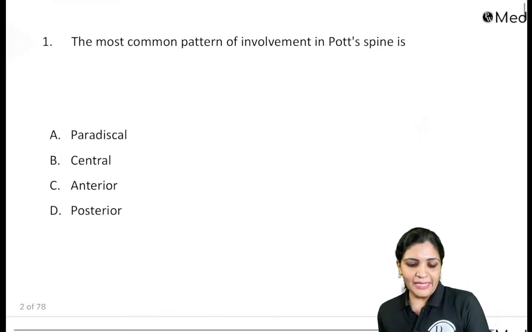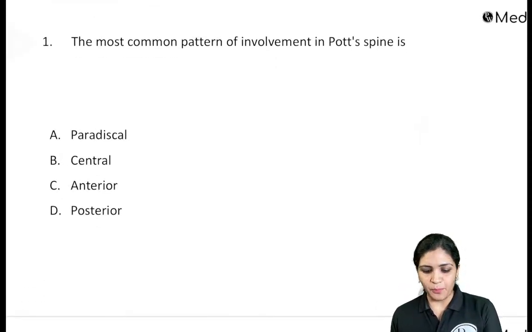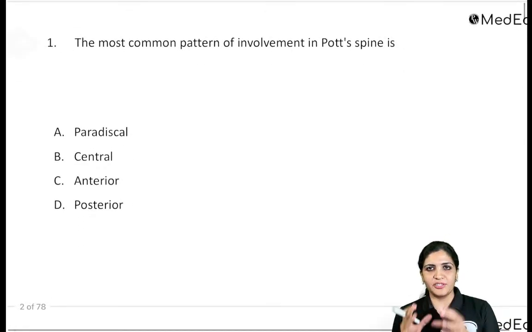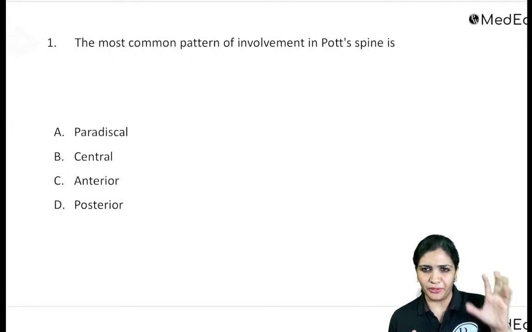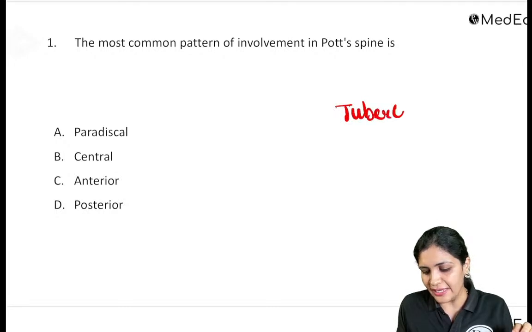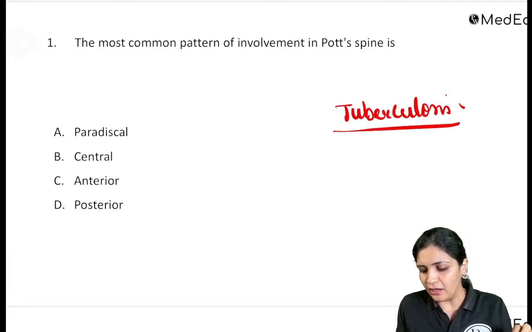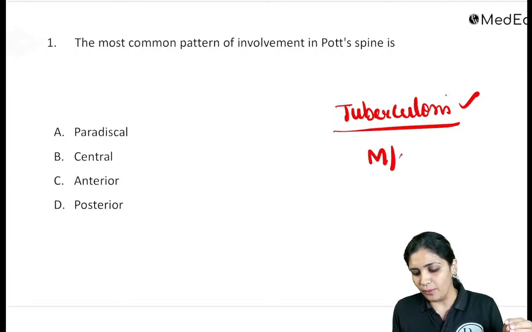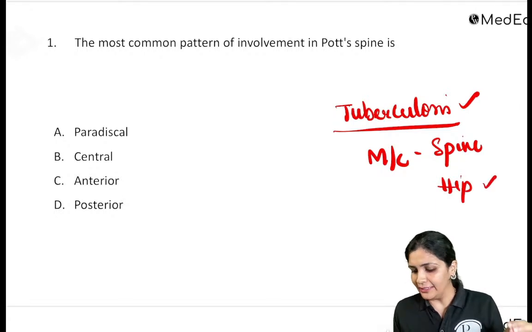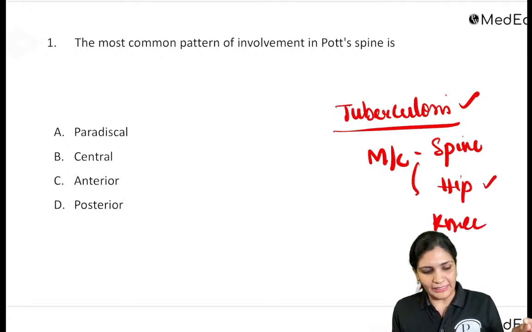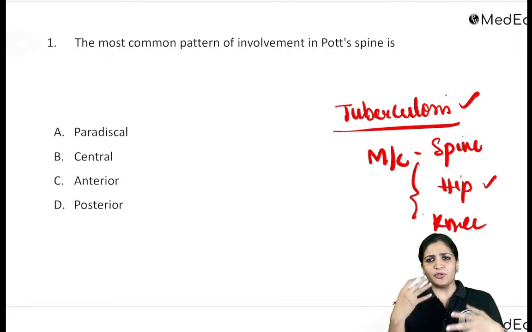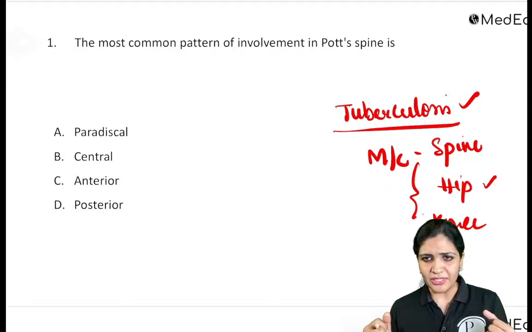Starting off with the first one, the most common pattern of involvement in Pott's spine is. So, as you all know, TB spine, that is Pott's spine, is supposed to be the most important topic, right? Pott's spine is nothing but tuberculosis of the spine. In tuberculosis, the first most common involvement is in your spine, then comes your hip joint, followed by the knee joint. So these are the three important areas where you see tuberculosis.